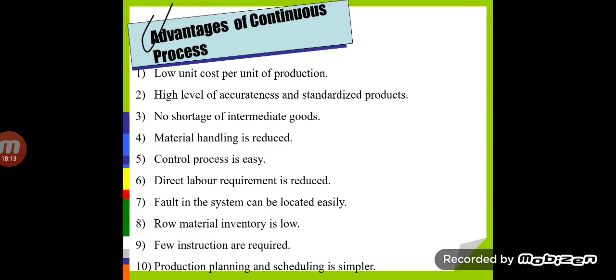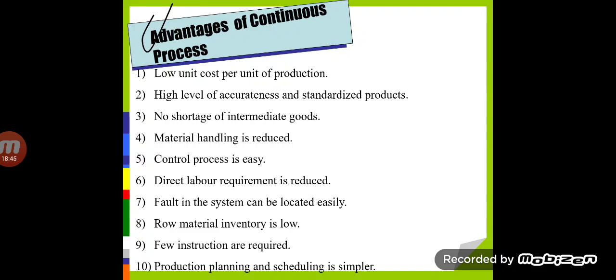Okay, fourth one is material handling is reduced because we are producing the same type of product for a longer period of time on a continuous basis, so the material handling cost can be reduced. Fifth one, control process is easy. Yes, if we are producing a single type of product multiple times, we can easily analyze where is the difference, which product is not the same as other products, so the control process is very easy.